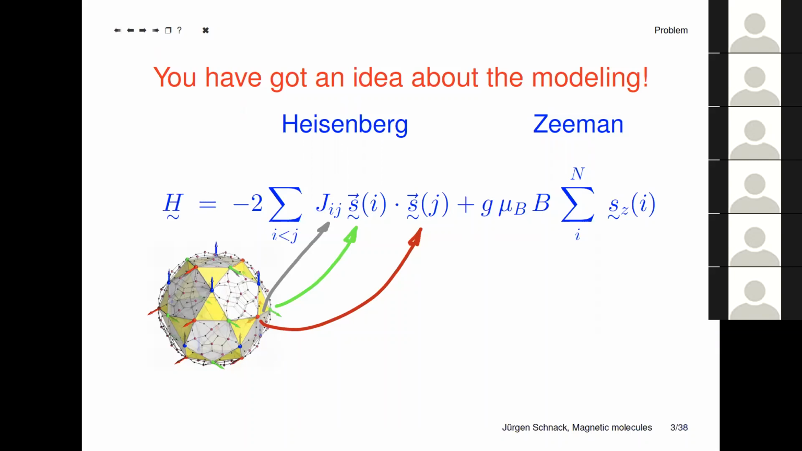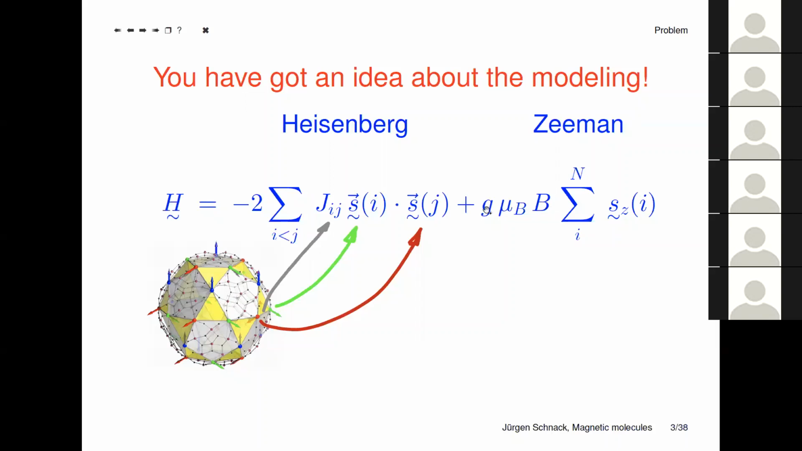So in my sign convention, a negative J would denote an antiferromagnetic interaction, and a positive J would denote a ferromagnetic interaction. And in the ground state, of course, the ferromagnetic spins would, classically speaking, like to point parallel, whereas antiferromagnetic would mean classically pointing antiparallel. And the second term describes the interaction of all spins with the external field.